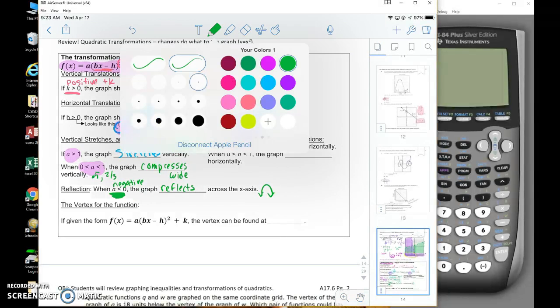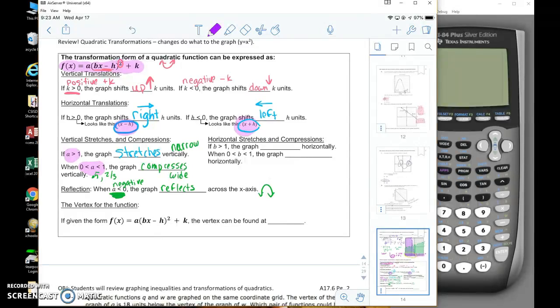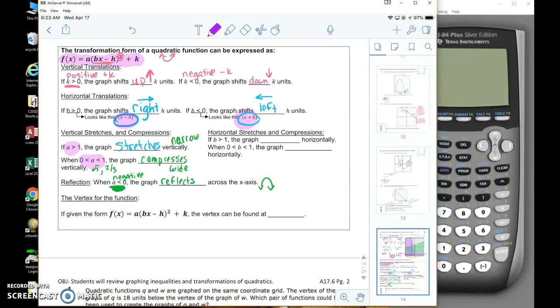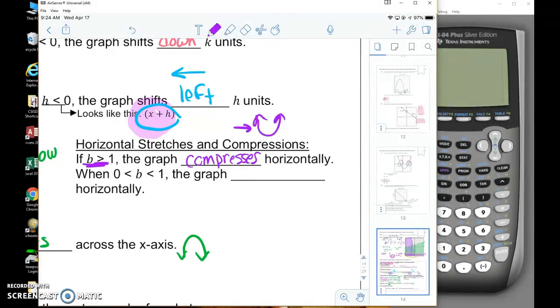For horizontal stretches and compressions, this is the number inside the parentheses. Remember, anything inside the parentheses is opposite. So for horizontal, if that number b is greater than 1, then our graph compresses horizontally. So if I take my parabola and I compress it from both sides, this would cause this parabola to get much more narrow. It would cause it to get thin. So a horizontal compression makes our graph narrow.